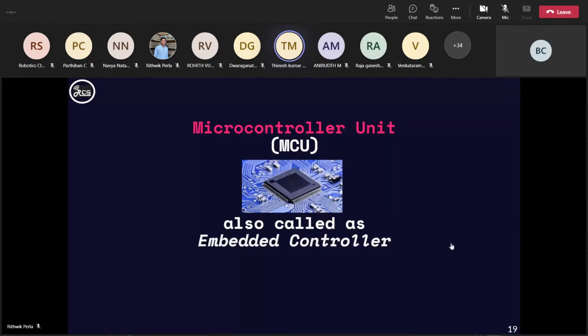Okay. So what does the word embedded mean? It means built into something. It is built into the system and not on the system. It is a permanent part in a bigger system. You must understand that an embedded system is like a permanent part in a bigger system.